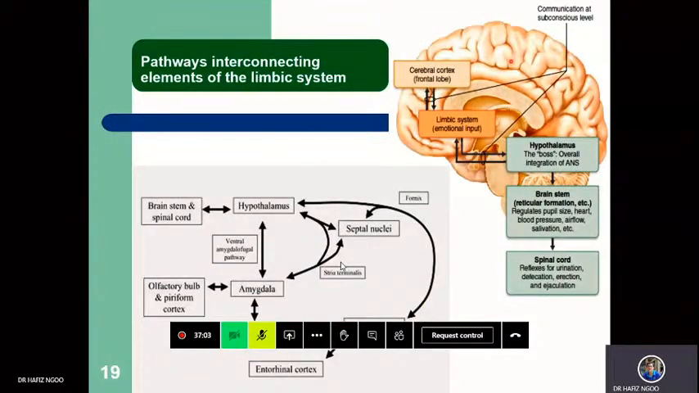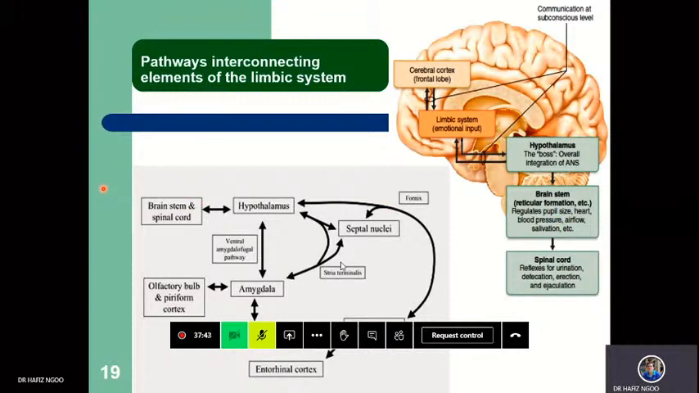This is another slide to show you how communication at the subconscious level between the limbic system, the emotional input, and the cerebral cortex regulates our body response, especially our sympathetic nervous system. The amygdala is the emotional center. It influences the hypothalamus, and this is in turn influenced by the limbic system. This whole thing also influences the autonomic nervous system.